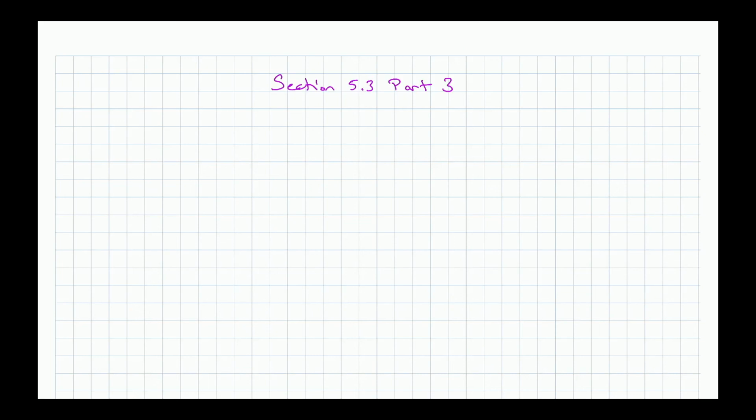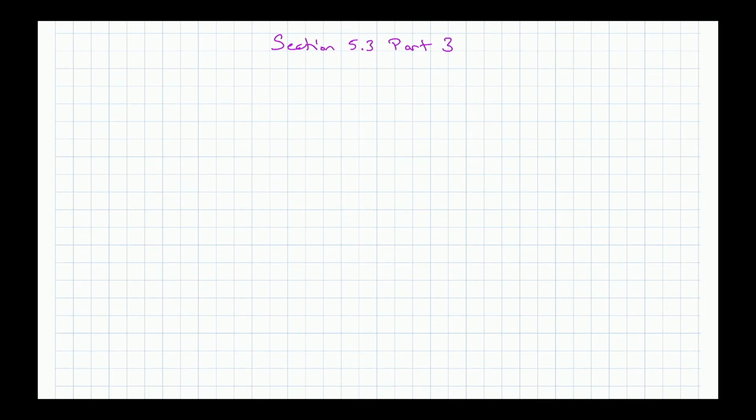Hello, everybody. So today we're going to look at section 5.3 for the third time, I think. We're going to finish up our talk about trees and do some proofs. So let's get to it. For the proof that we're going to do, we're going to be talking about full binary trees.